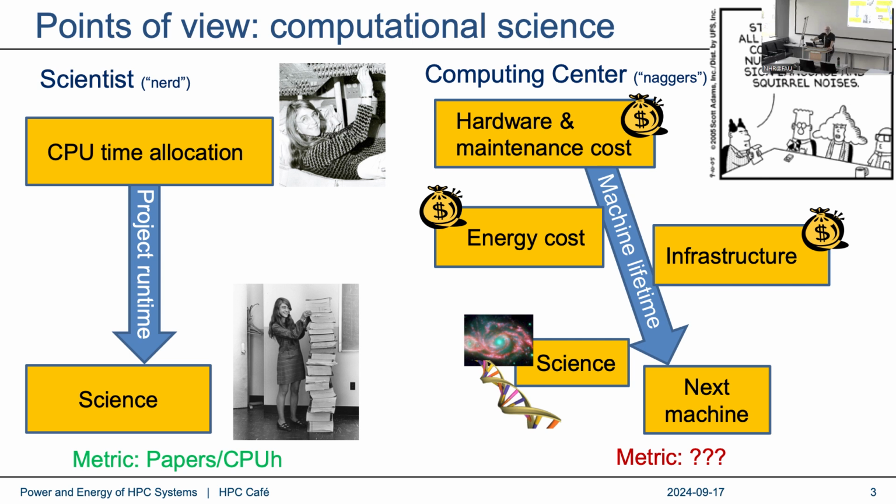Of course, there's also some science. We're happy if you do science on it, because that gives us a way next time to procure a bigger system, because you need that for your science. And then there's the next machine. The whole cycle begins again.